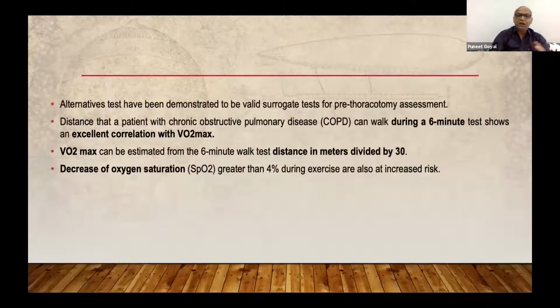So as I said, if you are not able to perform cardiopulmonary exercise testing, then you can do a 6-minute walk test that can correlate with the VO2 max. If the distance of the 6-minute walk test in meters is divided by 30, that can give you a value of the VO2 max. So if CPET is not available, you can ask the patient to walk for 6 minutes, measure that distance in meters and divide it by 30. That will give you a VO2 max value. And a decrease of oxygen saturation of more than 4% during exercise is also considered a risk factor for pneumonectomy.